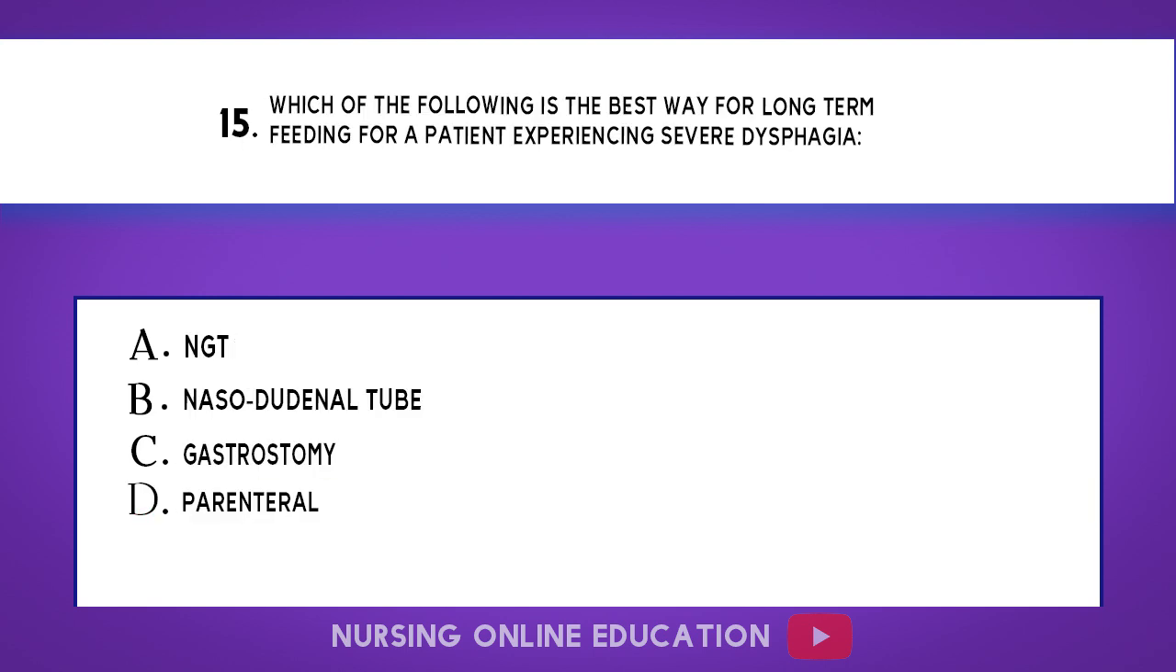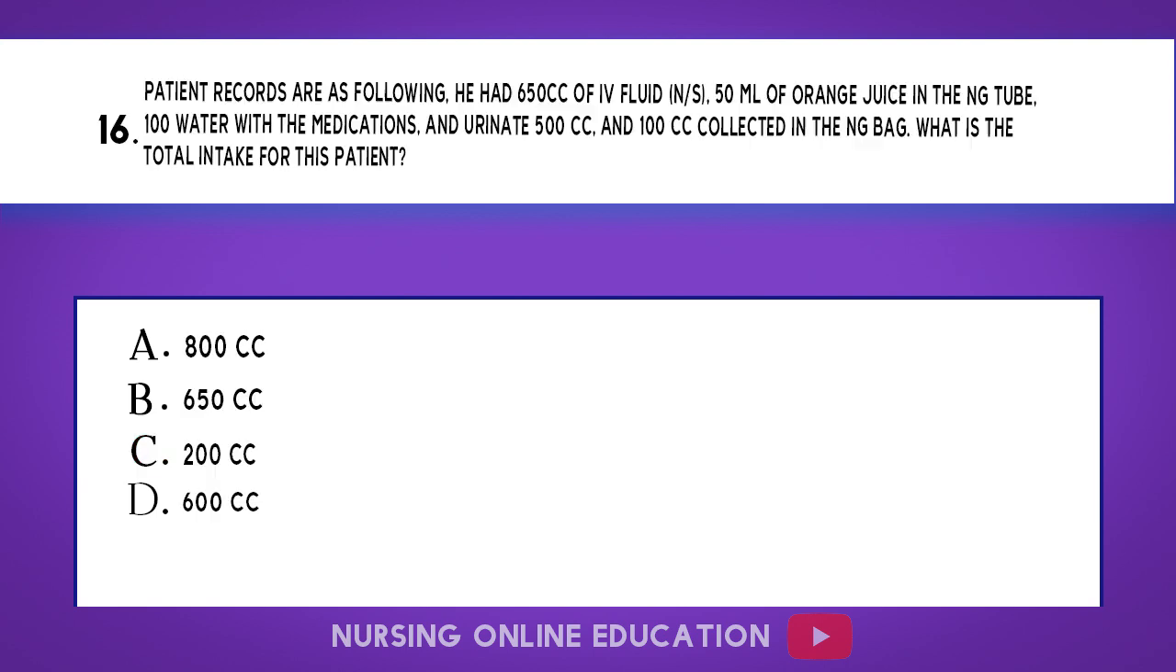15. Which of the following is the best way for long-term feeding for a patient experiencing severe dysphagia? A. NGT, B. Nasoduodenal tube, C. Gastrostomy, D. Parenteral. The answer is option C, gastrostomy.